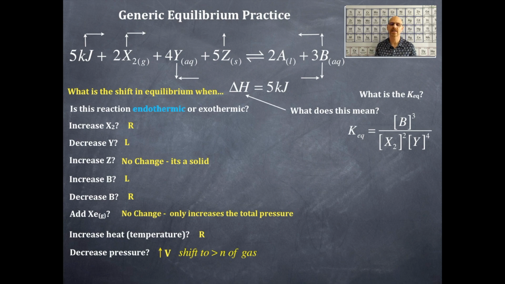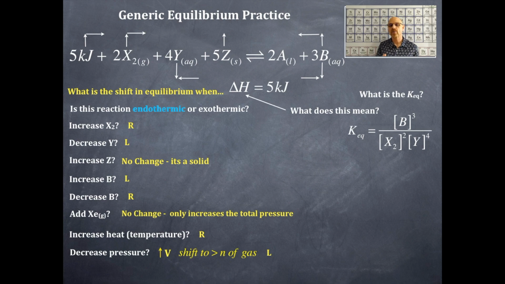So how many moles of gas do I have on the reactant side with the X2? I have 2 moles of gas because of the 2 stoichiometric coefficient on the reactant side. How many moles of gas on the product side? 0 moles. So since the volume is increasing and the pressure is decreasing, I'm going to shift to the side with the greatest number of moles of gas. The reactant side has the greatest number of moles of gas, so I'm going to shift to the left towards reactants. Okay.